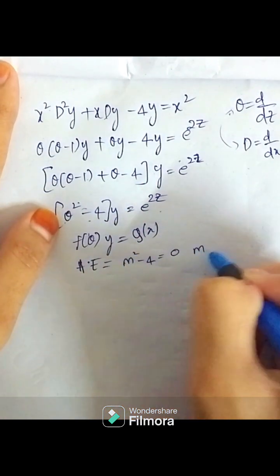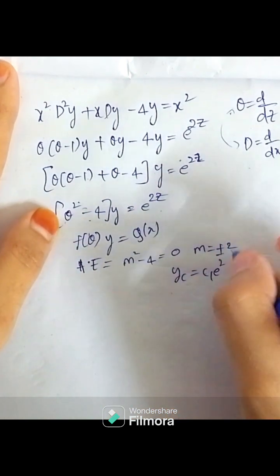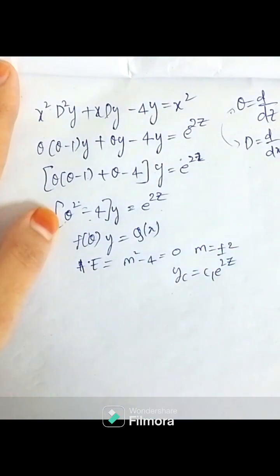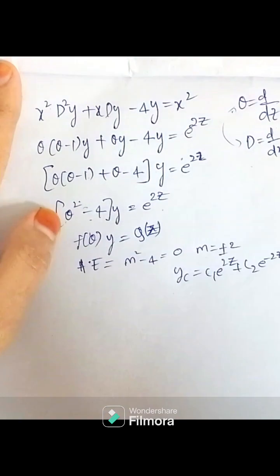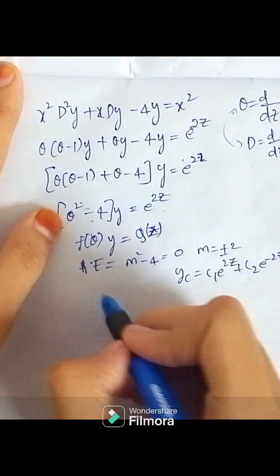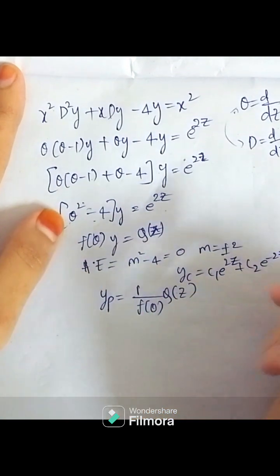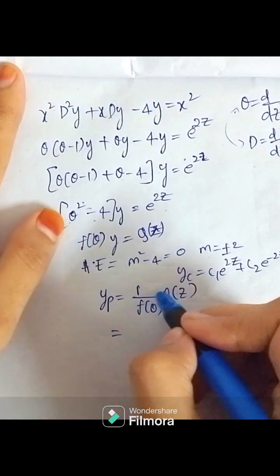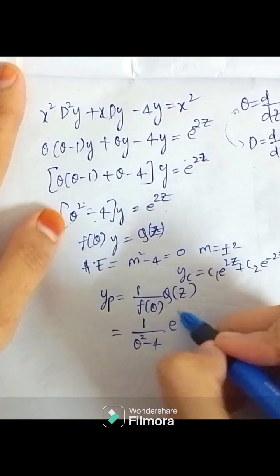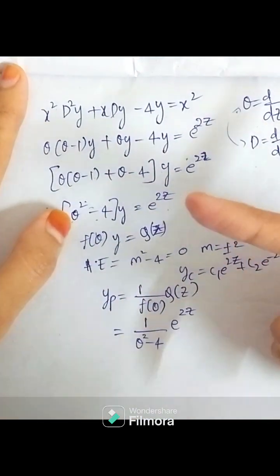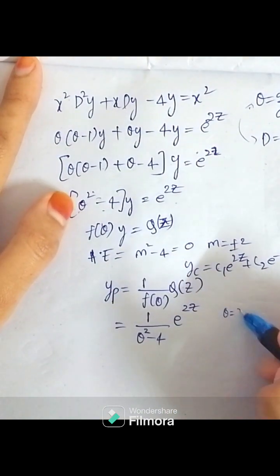So I'll get m is equal to plus or minus 2. So yc will be c1 e power 2x, but here it will be 2z, okay, because here it is q of z, plus c2 e power minus 2z. Clear? Next, yp is 1 by f of theta, which is theta square minus 4, q of z is e power 2z. So this is under case 1 where we have an exponent term. So we will put theta is equal to 2. But if I put theta is 2, I'll get 0. In this special exception, how were you used to write?